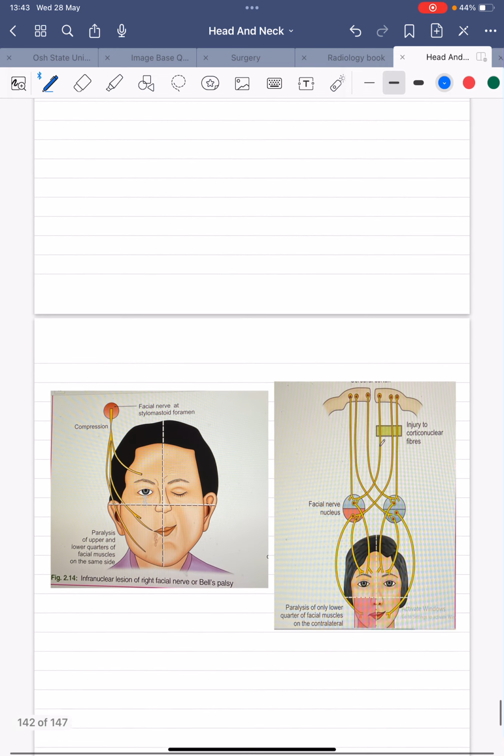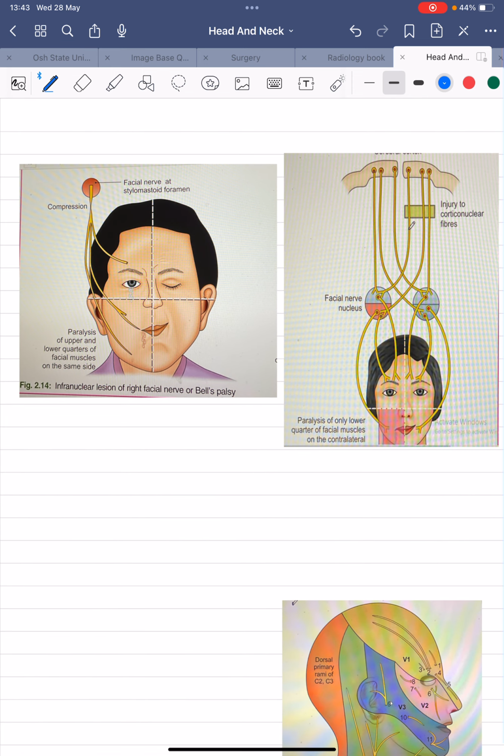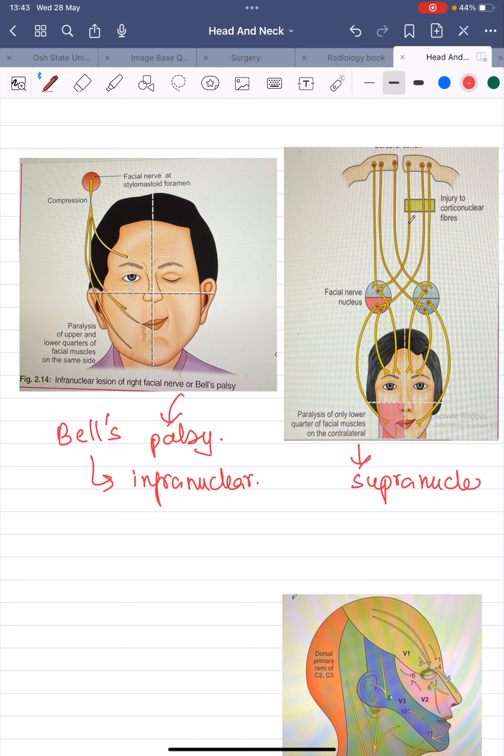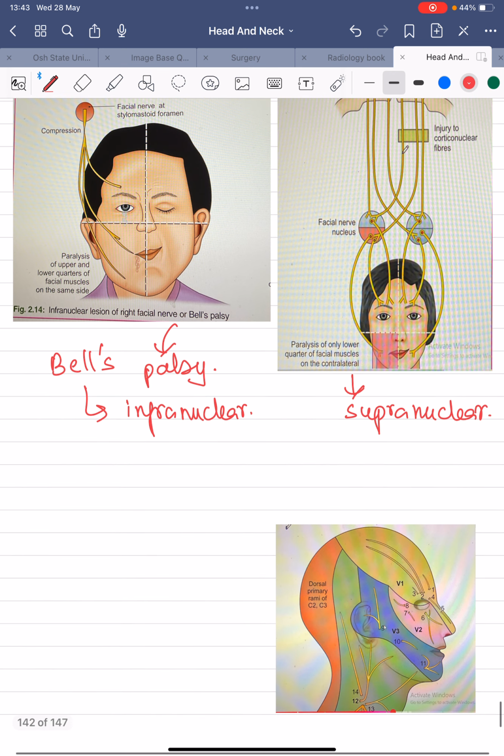For example, now see this diagram, students. For example, this is the case of Bell's palsy. So Bell's palsy can be an infranuclear lesion or it can be a supranuclear lesion. So if the patient is having an infranuclear lesion of the facial nerve, it is mostly at the stylomastoid foramen. I will show you the diagram.